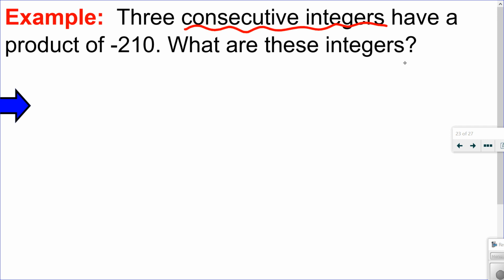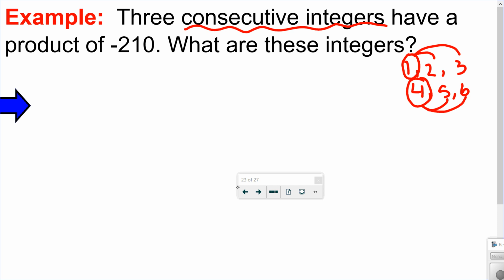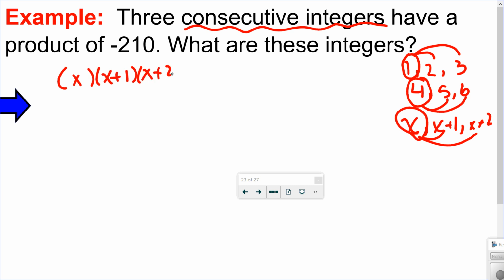So for example, I could have 1, 2, 3, or 4, 5, 6. So I start with a number and I add 1, and then I add 2. So I could have x, x plus 1, and x plus 2. Those would be my consecutive numbers. So I have x times x plus 1 times x plus 2 equals negative 210.